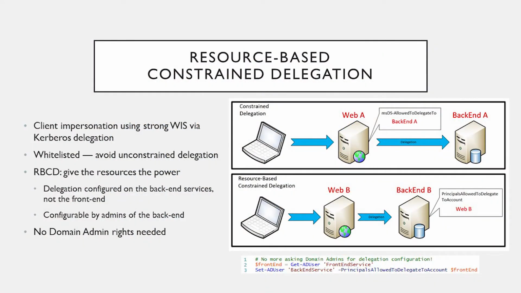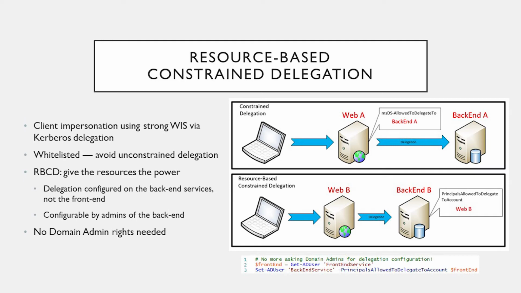Let's say you have a front-end server that needs to impersonate a client. That connection can also be secured using TLS if you use Kerberos delegation to make that connection. We highly recommend doing away with unconstrained delegation and instead whitelisting those services that are allowed to delegate. That's done using constrained delegation. If you're going to do that, a great way to do it is using resource-based constrained delegation, which is a newer paradigm for configuring it.